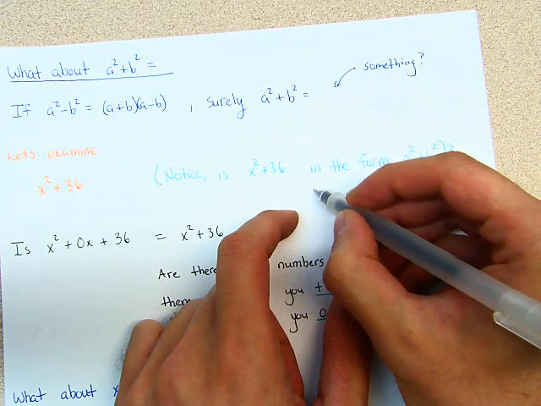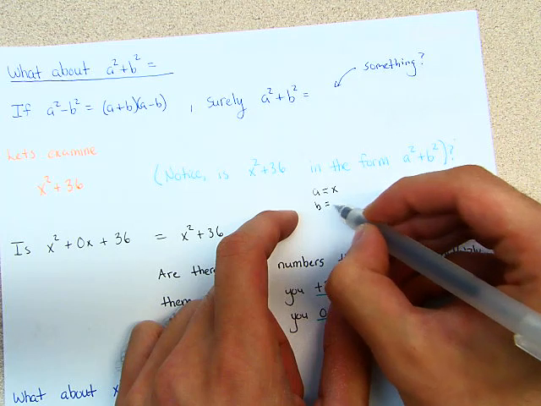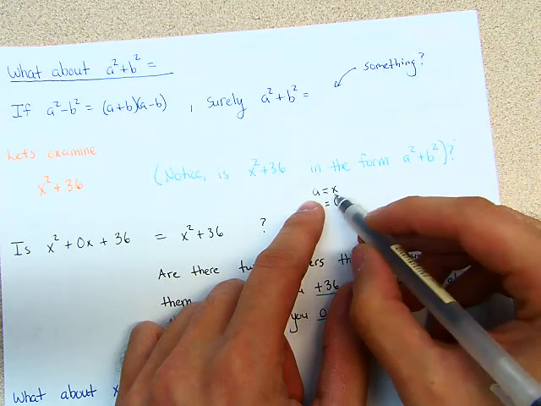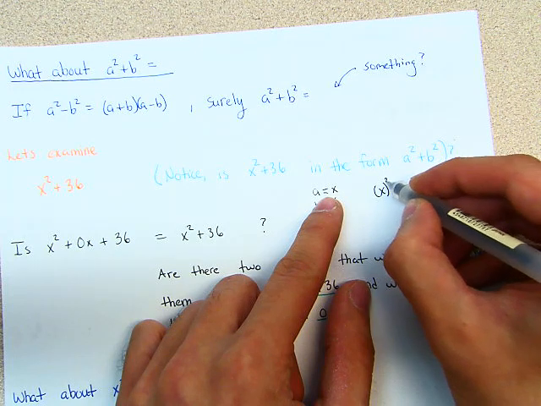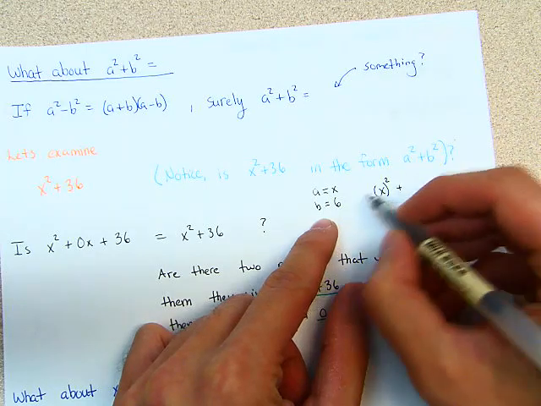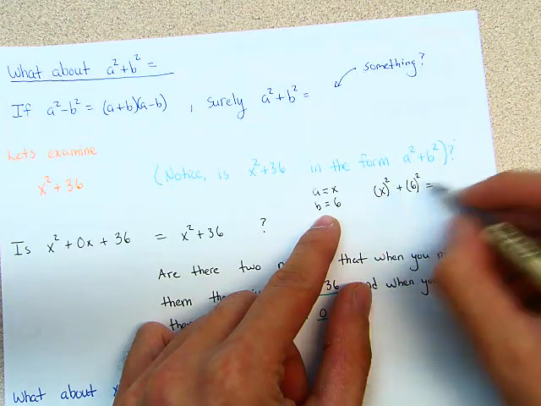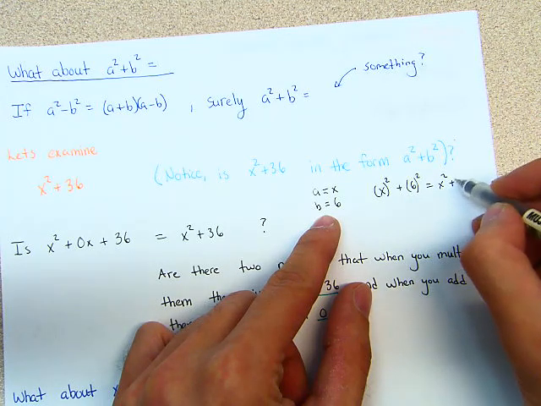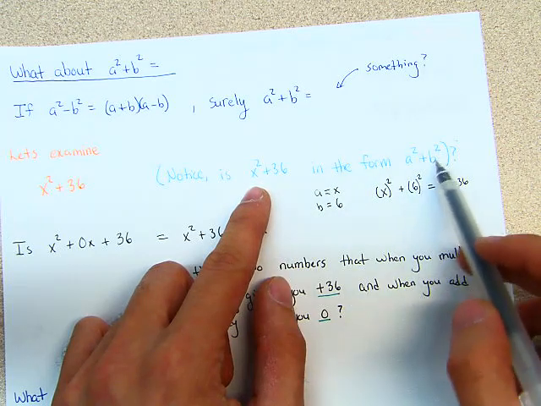Well, let's see. Let's say let a equal x and let b equal 6. If we substitute x for that a, you get x squared. You're substituting this x into that a, you get x squared plus 6 squared. That is equal to x squared plus 36. So yes, x squared plus 36 is in the form of a squared plus b squared.